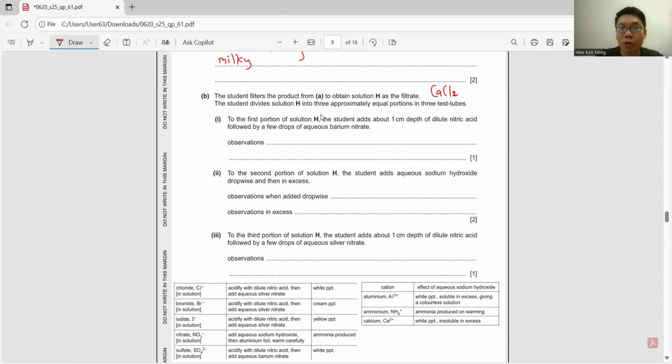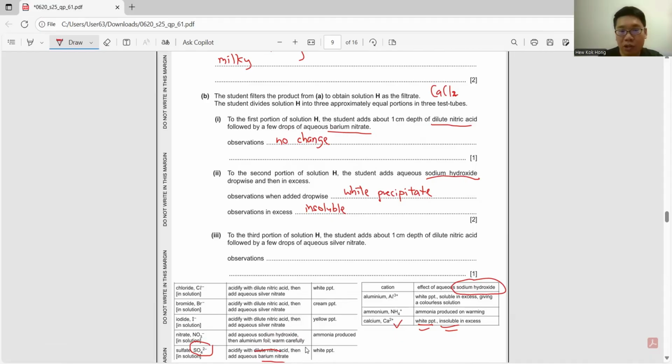Part 1. To the first portion of H, the student adds dilute nitric acid and aqueous barium nitrate. So we refer back to barium nitrate and dilute nitric acid. They are testing for sulfate ion. Sulfate ion is not present here, so that's why you can tell me no change. Part 2. To the second portion of solution H, the student adds sodium hydroxide, dropwise and then in excess. Since this is testing for calcium, the observation when added dropwise is a white precipitate. Don't copy PPT, make sure you write precipitate. And the observation in excess, you tell me it is insoluble. All information is given in the table.